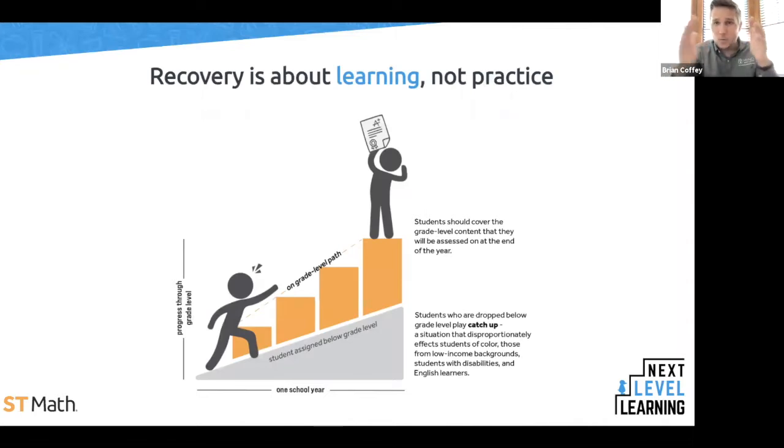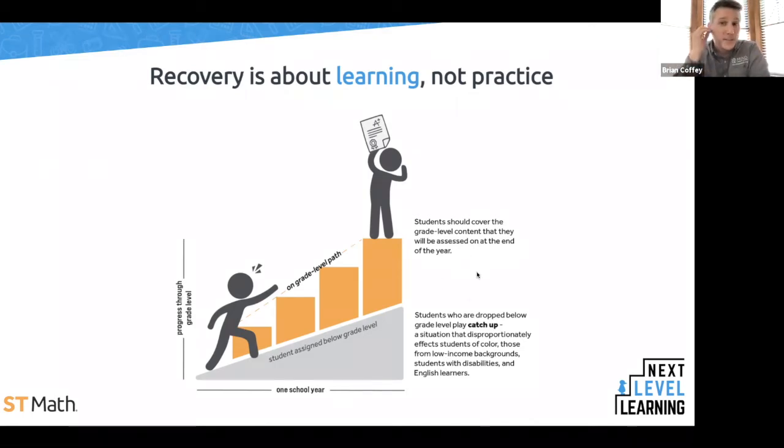Remind us though, we're not focused on practice. We're focused on conceptual learning at ST Math. We're not about drill and kill and rote memorization or just practice. We want conceptual schema building. And here's how we can keep kids on grade level throughout the year.